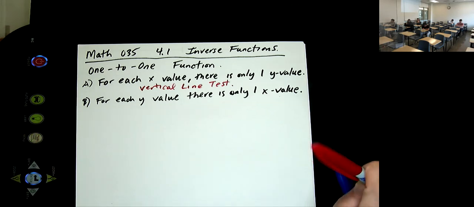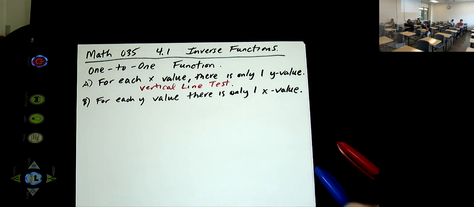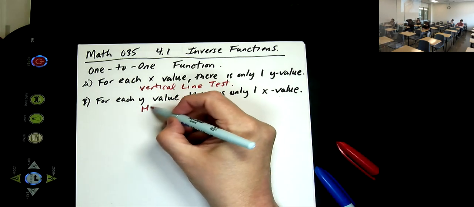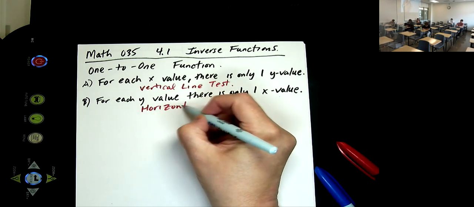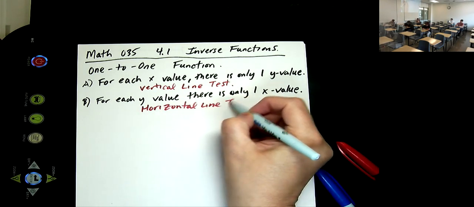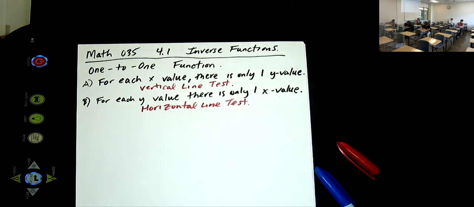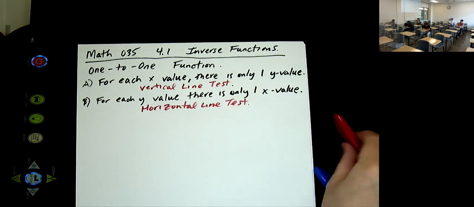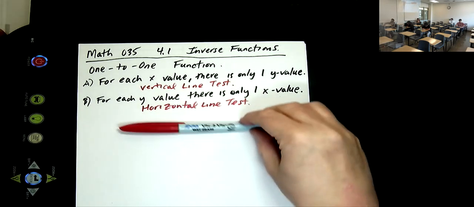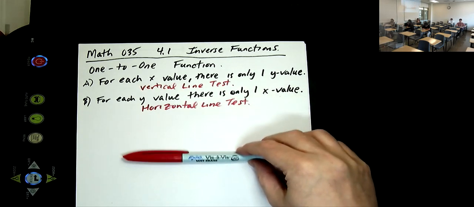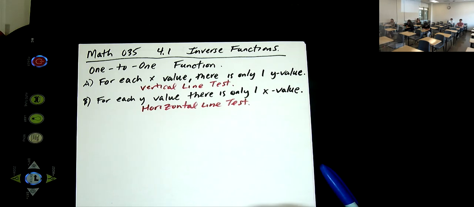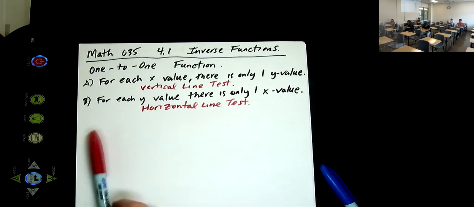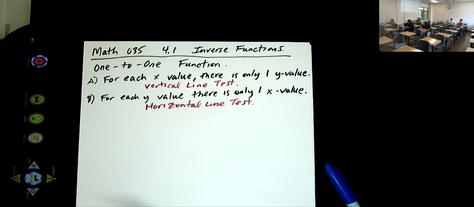Guess what this test is called? It's the horizontal line test. So when we go to draw a line, pick a line horizontally down the graph and move it, we never cross the graph more than once horizontally either. So we want to be able to do it both ways and cross the graph only once.